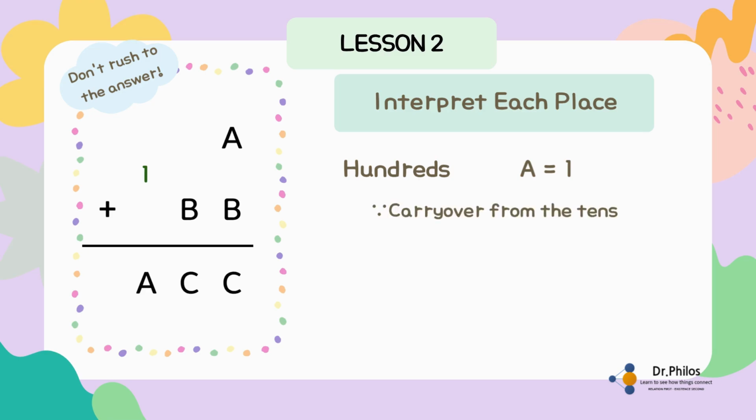I added a 1-digit number and a 2-digit number, and a carryover happened to the hundreds place. So, A in the hundreds place is 1. Since A is 1, BB has to be 99, so B is 9, and C is 0.